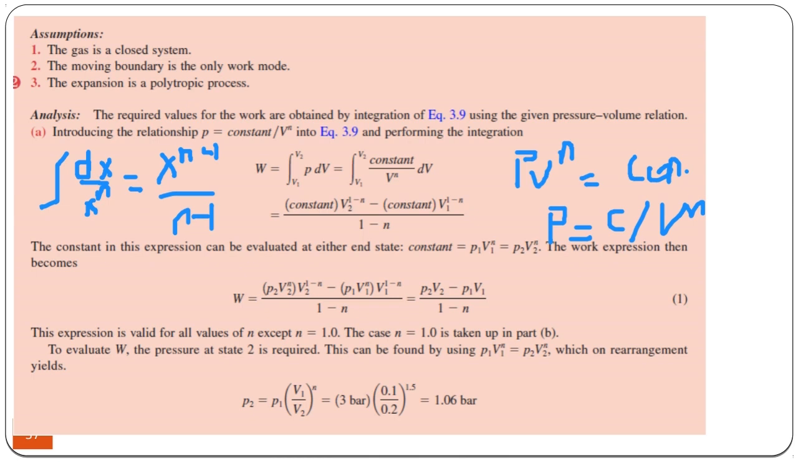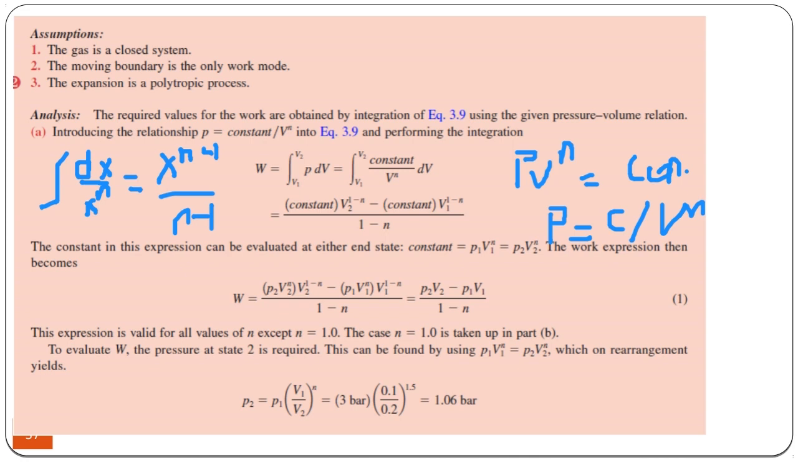Because PV to the N is constant, we can write P1 V1 to the N equal to P2 V2 to the N. So we can replace them in this equation. When we replace them, we get something very simple. After the substitution, we get the work to be P2 V2 minus P1 V1 divided by 1 minus N. If N is 1, this is not defined. So except for N equal to 1, you can use this as a general condition.